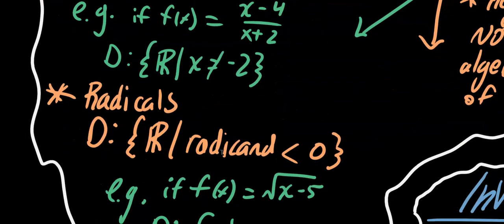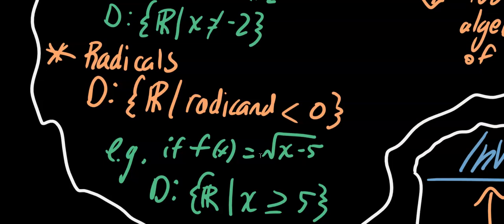Alright, now let's take a look at radical functions. Other rules for radical functions' domains are functions like a square or cube root function. These are all real numbers except when the radicand is less than 0. So here, if we have the square root of x minus 5, this is equal to 0 when x equals 5 and less than 0 for all x less than that. Therefore our domain is all real numbers greater than or equal to 5.